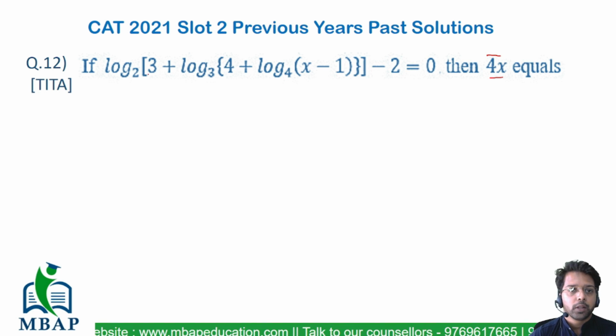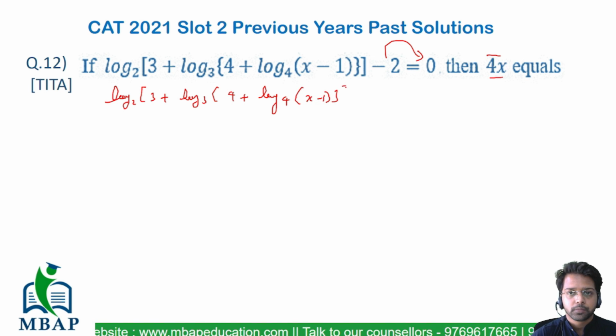Now obviously the first thing that you will do in this expression is taking 2 on the other side. And this whole expression will now look like log to the base 2 of 3 plus log to the base 3 of 4 plus log to the base 4 of (x minus 1) to be equal to plus 2.